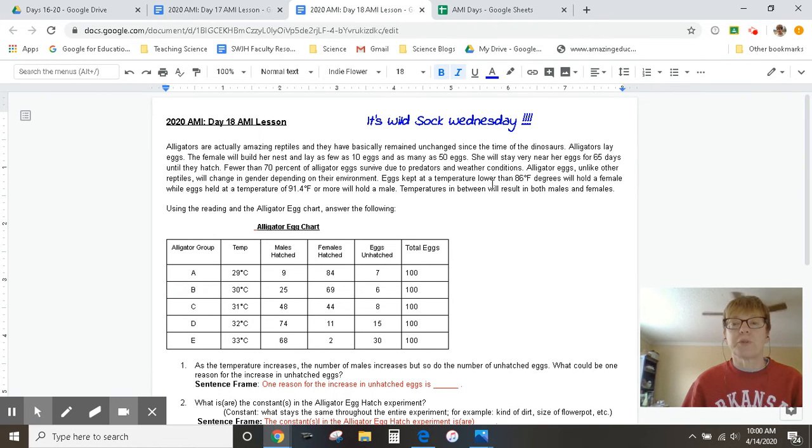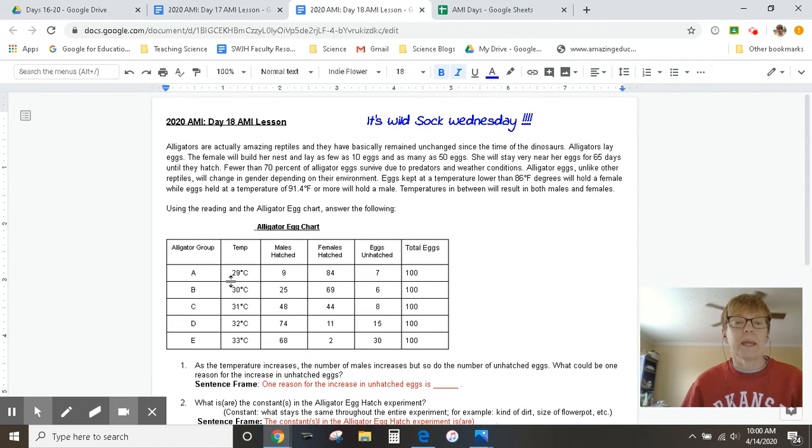Eggs kept at a temperature lower than 86 degrees Fahrenheit will hold a female, while eggs held at a temperature of 91.4 degrees Fahrenheit or more will hold a male. Temperatures in between will result in both males and females. So let's take a look at the chart. We'll look at Group A just to see what sort of information it's giving us.